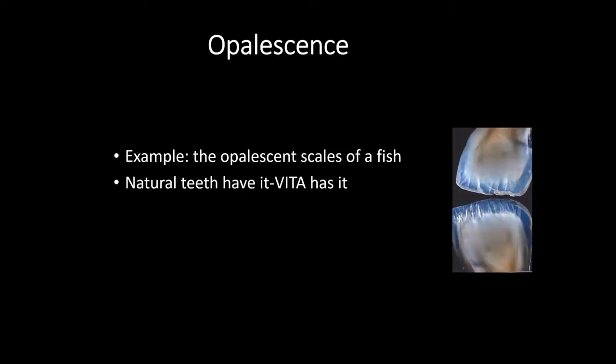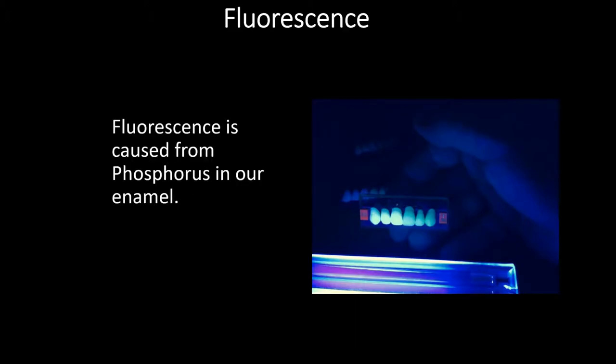The teeth have opalescence in them. So opalescence, again, is like the scales of a fish. They have fluorescence. And so VITA puts fluorescence, and that's from phosphorus. And that's in our enamel, that's in our bones, and now that's in the denture teeth as well. And that's important under different kinds of light, and now facilitated with the example here of a black light. The three teeth on the left have fluorescence, the three teeth on the right do not.